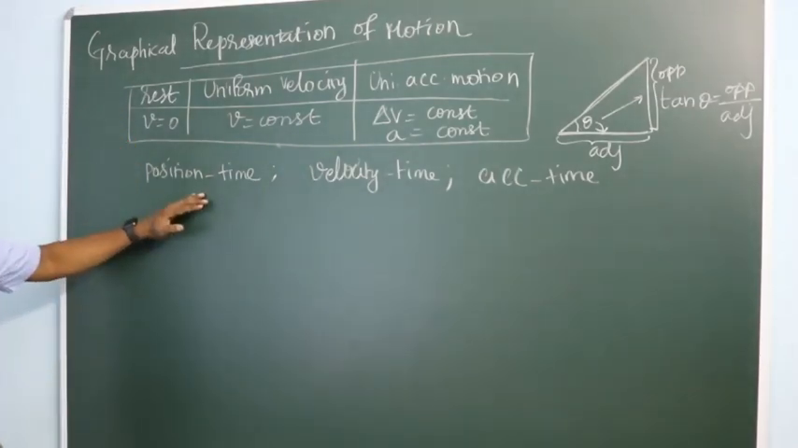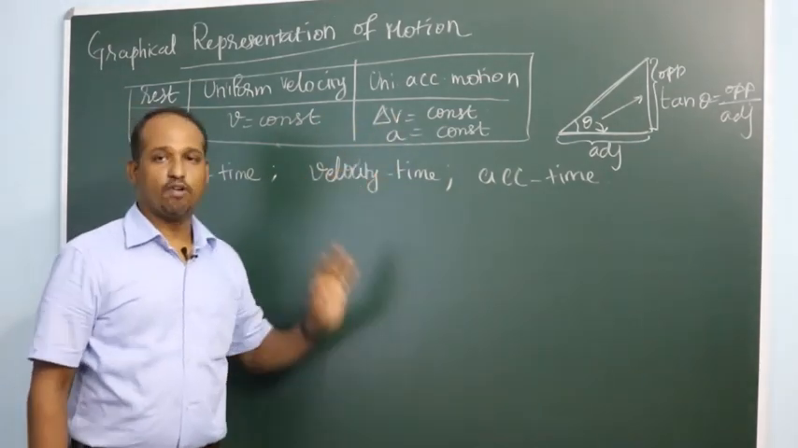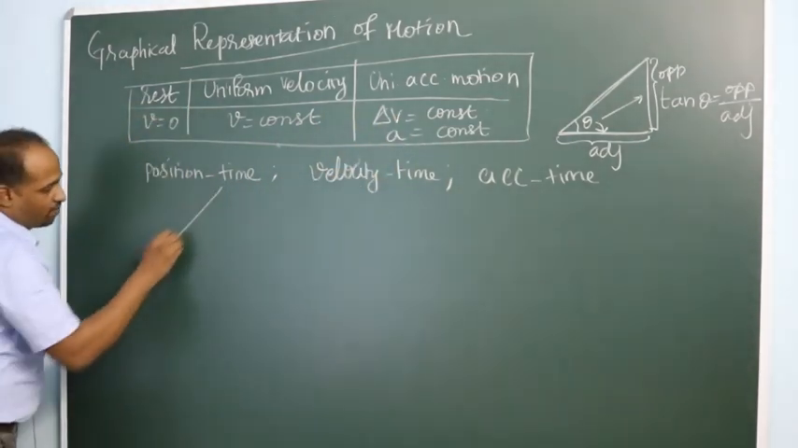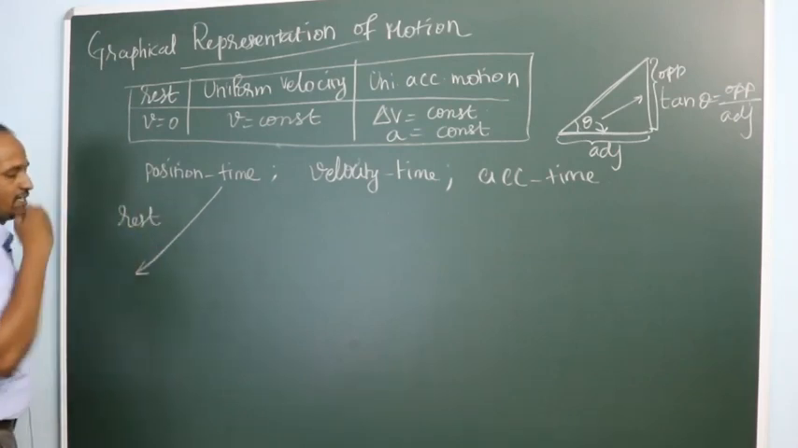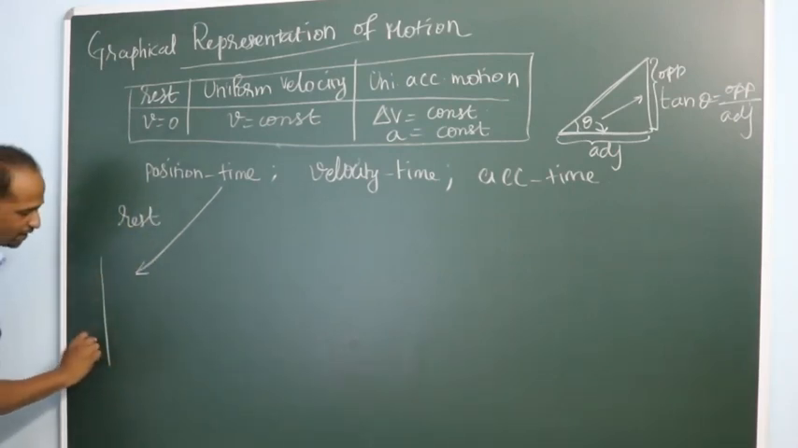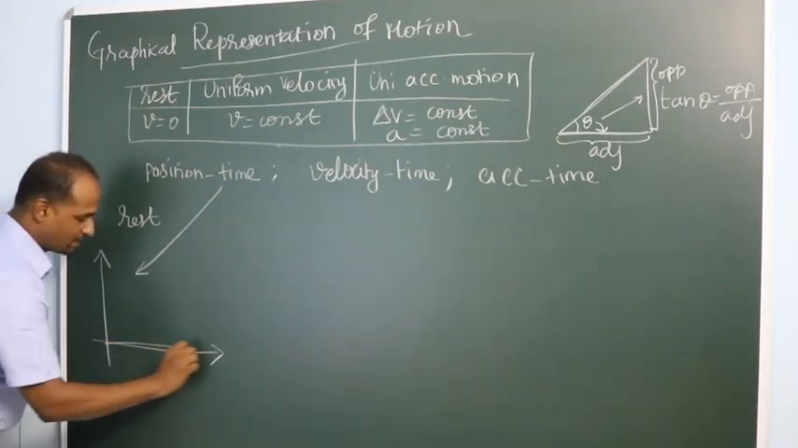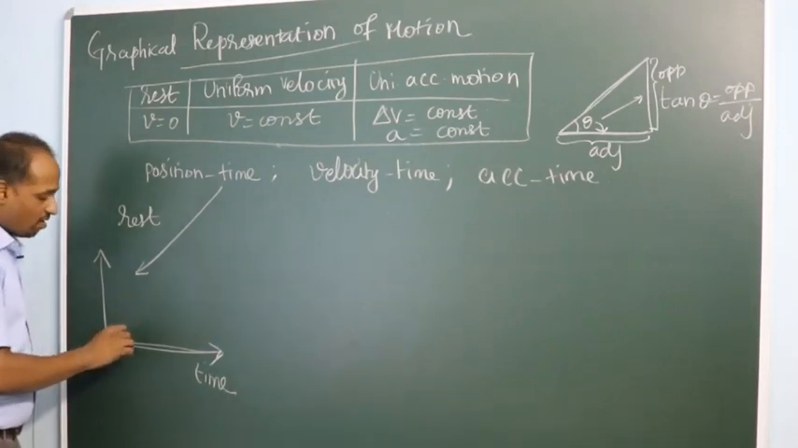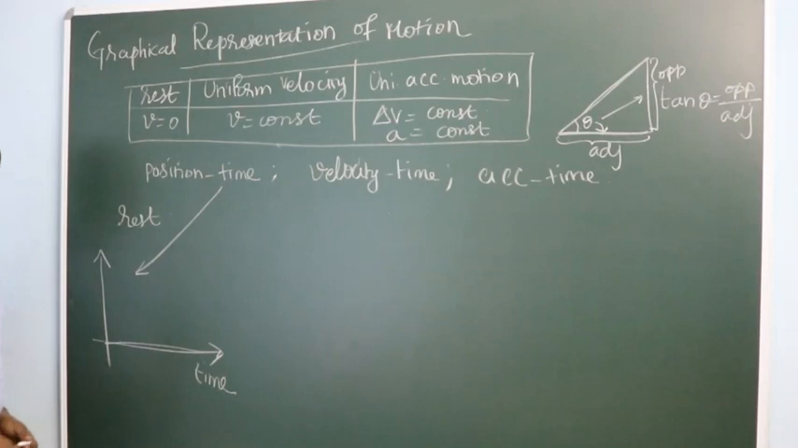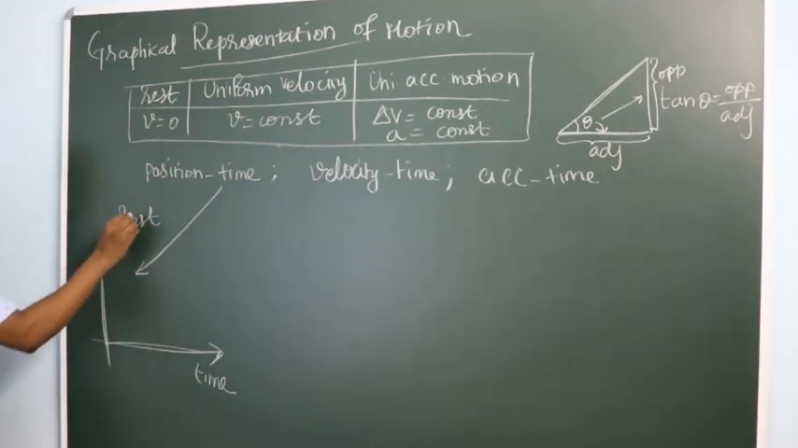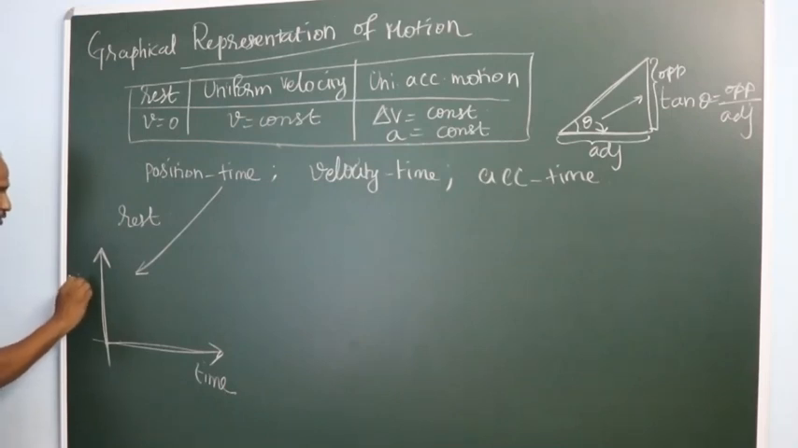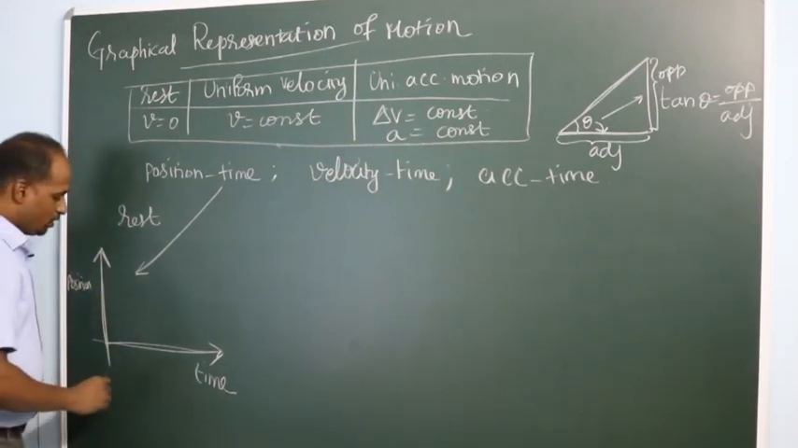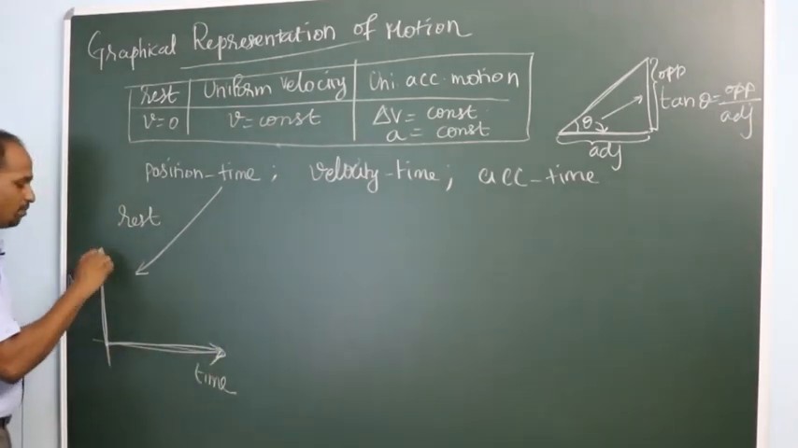What in position time graph, how do we represent all three, is the aim of this video. First, how do you represent rest? In a position time graph, you will take two axes. One is the x-axis. In that x-axis, we will take time. The time is in seconds or minutes or hours, depending on what type of motion you discuss. In the y-axis, what you are taking is the position. See, it's not displacement, it's position. So x-axis time, y-axis position.